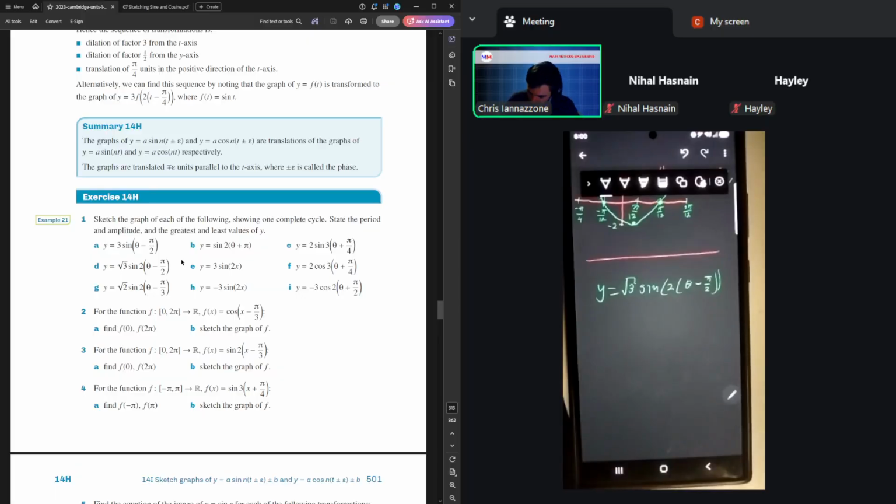Okay, so similar procedure as before. Does anyone want to try and help out? What do we need to do to sketch this graph?